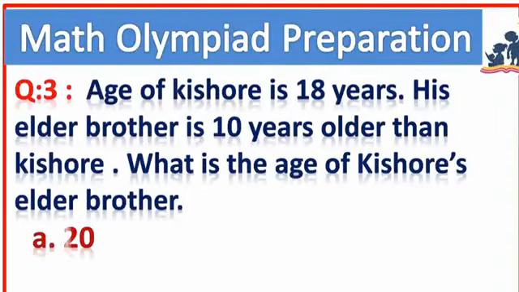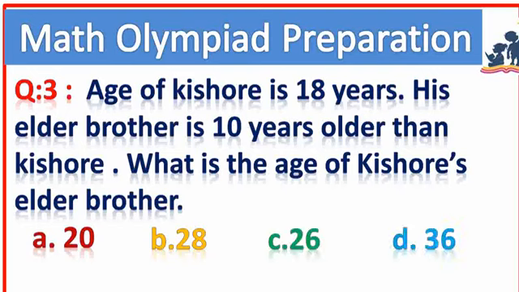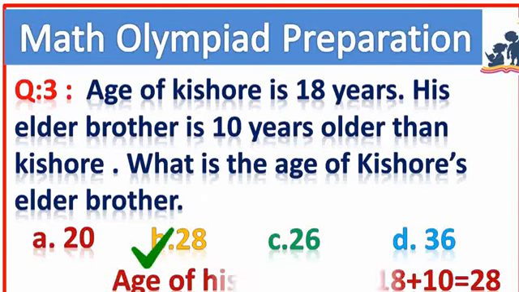Question number 3. Age of Kishore is 18 years. His elder brother is 10 years older than Kishore. What is the age of Kishore's elder brother? Answer B, that is 28. Yes, age of his brother is 18 plus 10 is equal to 28.